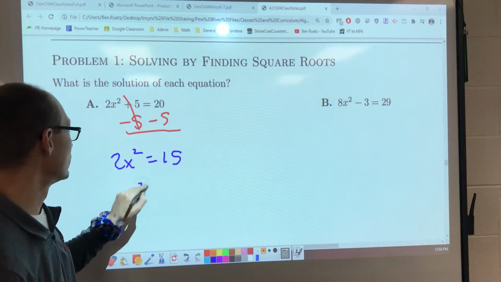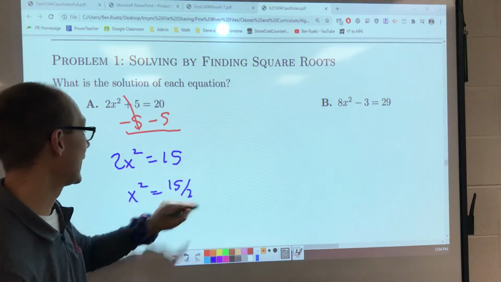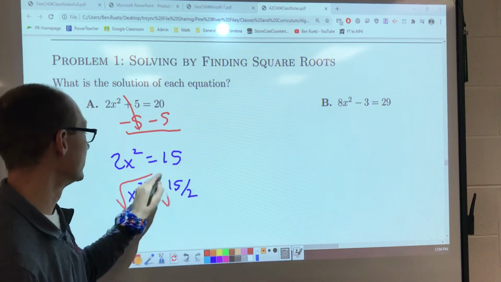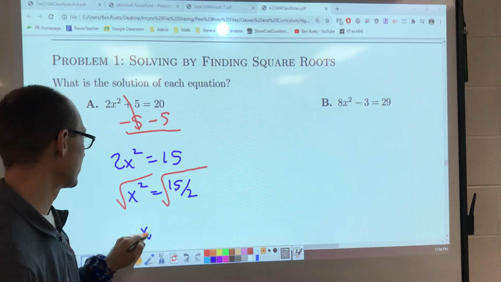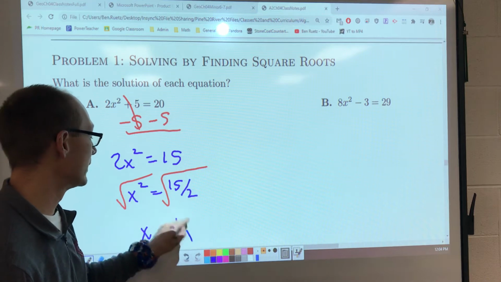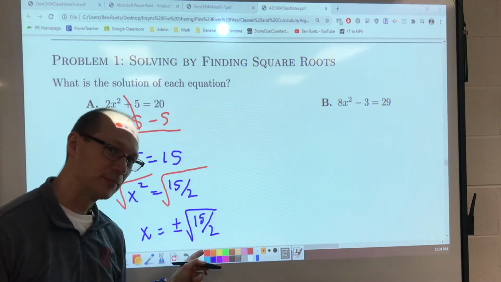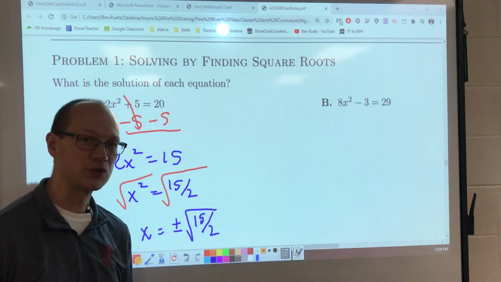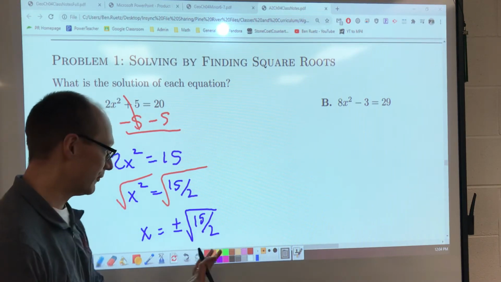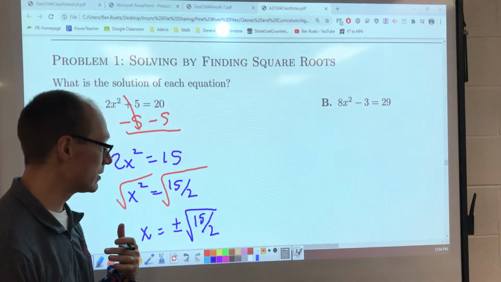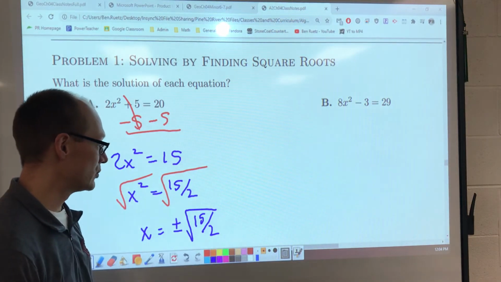Divide both sides by 2 and x squared equals 15 halves, which means when I square root both sides, I end up getting x equals plus or minus square root of 15 halves. This is not simplest form. We'll talk more about simplifying square roots in a later chapter, but for now, let's just recognize that I have two answers, a positive square root of 15 over 2 and a negative square root of 15 over 2.